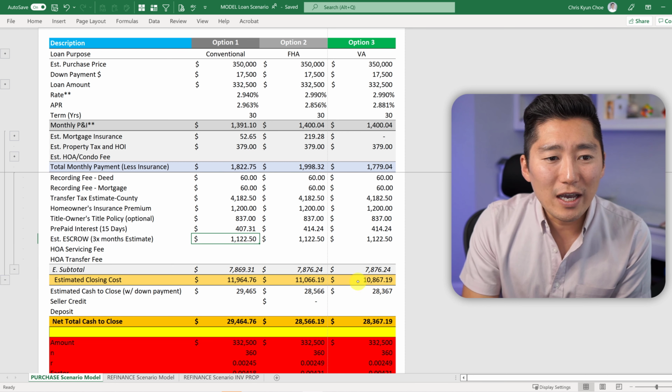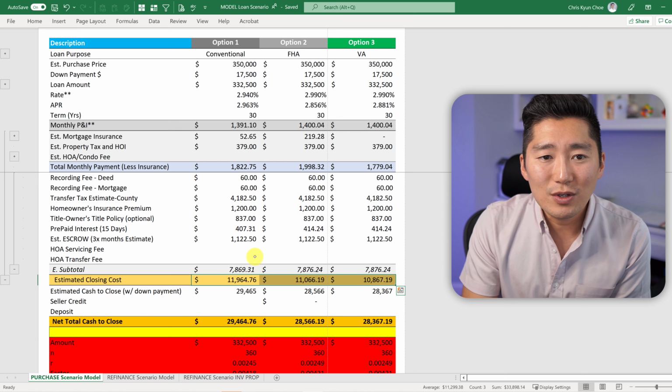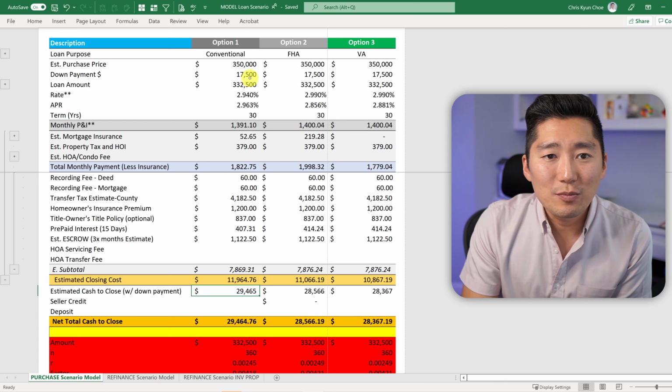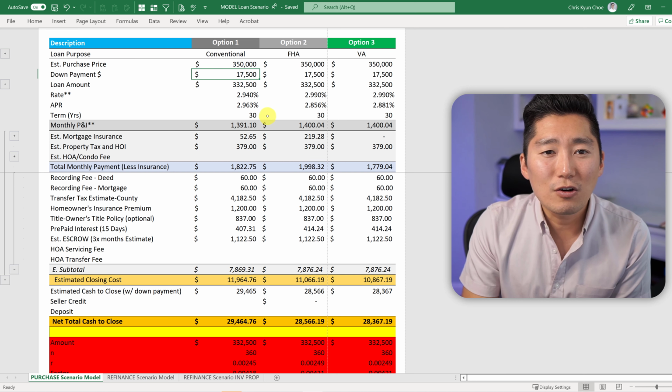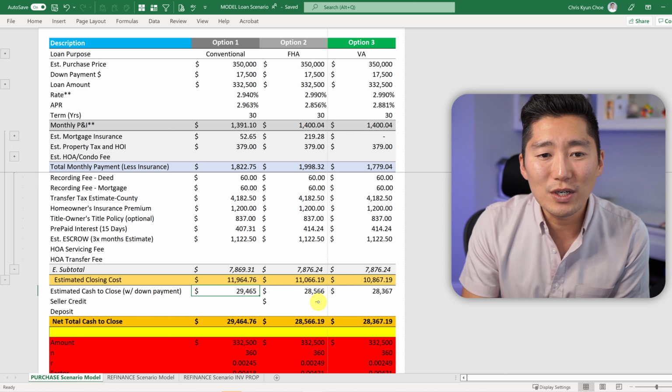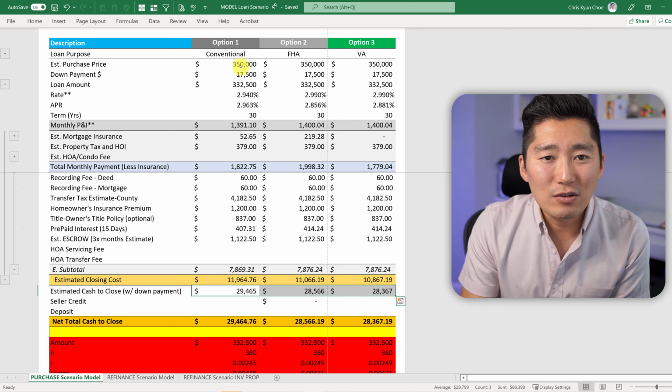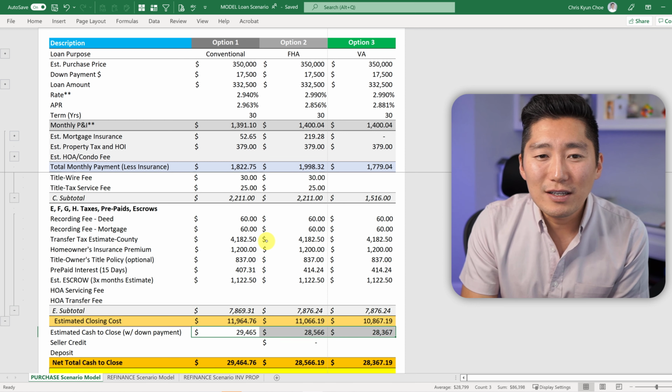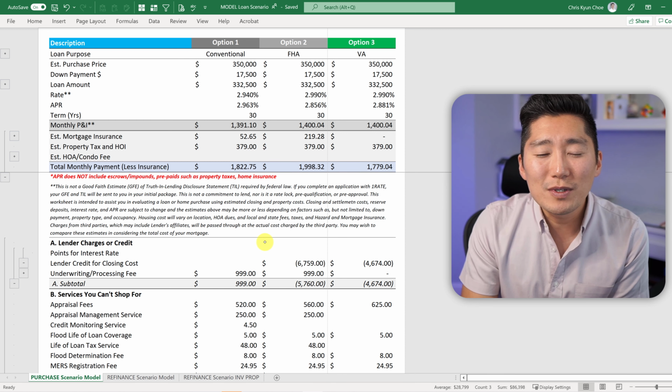Okay, and then when you add it all up, it's going to show you what your estimated closing cost is going to be when you add all these fees up, plus your down payment for Clark and Lois, which is going to be 17,500. So the total is going to be 29,465. And you can see side by side what it is. So at the end of the day, it's kind of all the same, right? 29, 28 and a half, 28 and a half. It's what it is, your specific scenario.